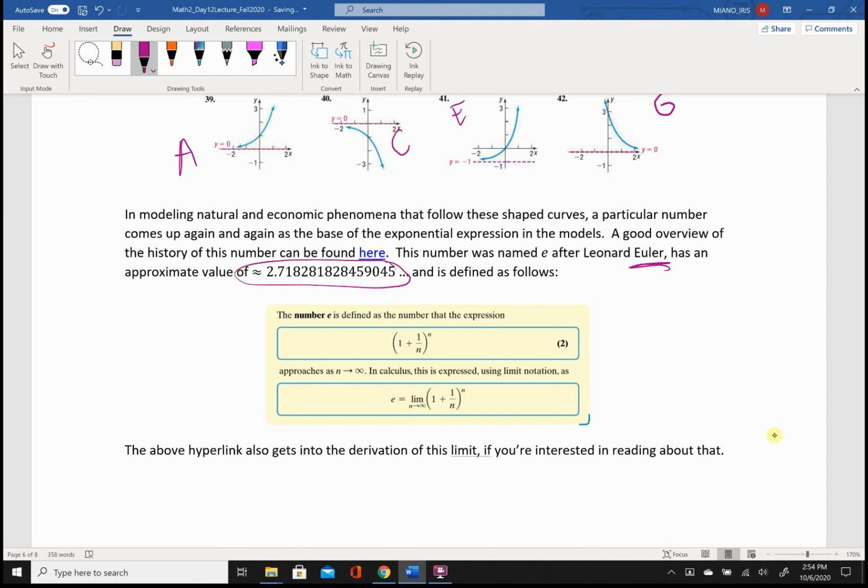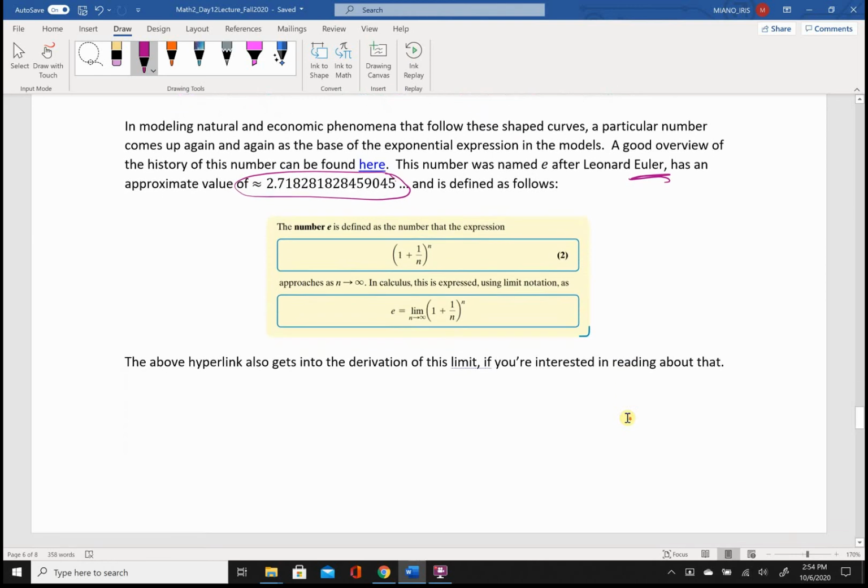If you're interested in the history of the number and its derivation, you can click on this hyperlink right here on the word. You see how it's blue where my cursor is, and the hyperlink works in the PDF file as well. Now it's defined as follows: the limit as n approaches infinity of the quantity 1 plus 1 over n, all raised to the n power, is going to give you this value e.